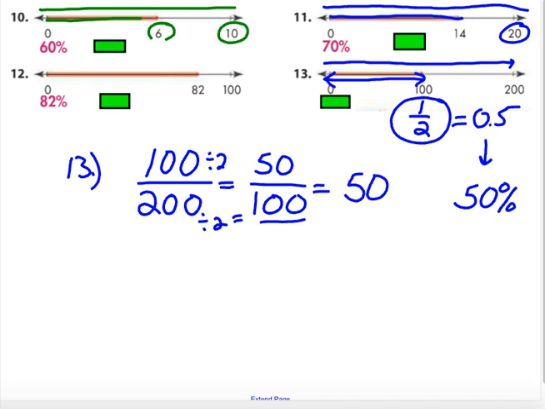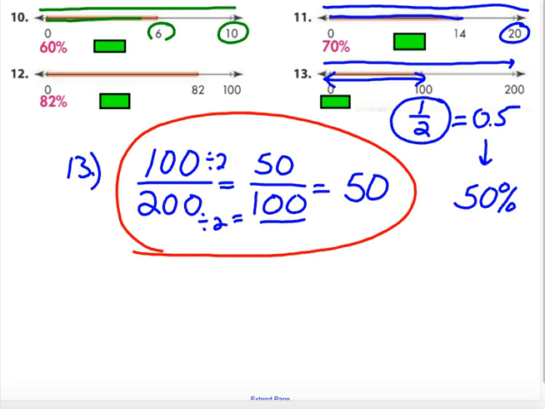Okay? So there's a number of different ways that you can look at the many different situations for making percents. You can use models, you can divide, you can make equivalent ratios.